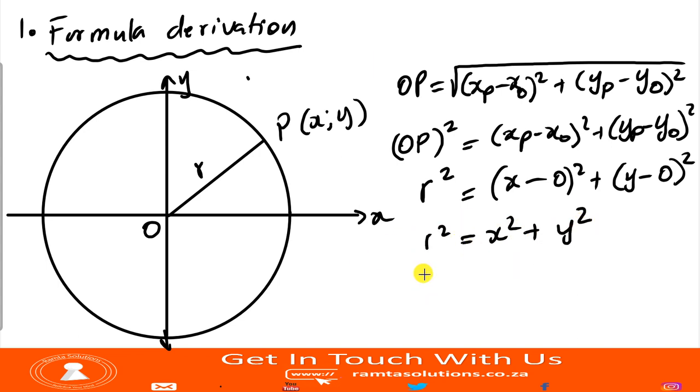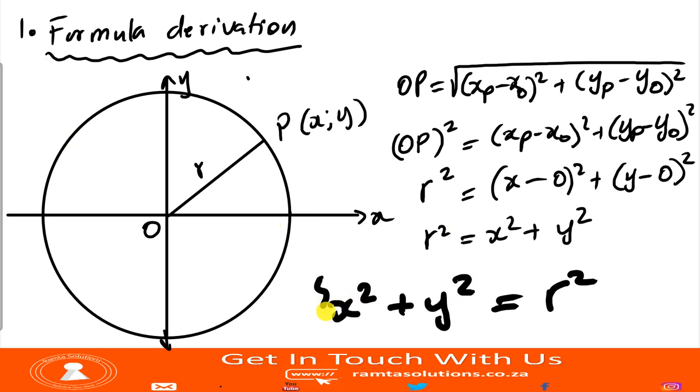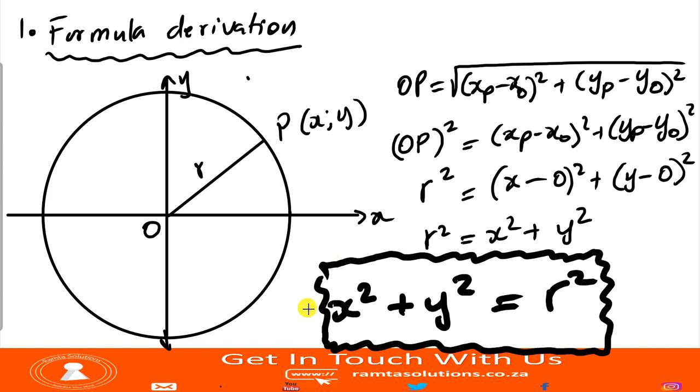So this here is the equation of the circle with center at the origin. In summary, X squared plus Y squared equals R squared. Of course, you know this as the Pythagoras theorem. So this is your equation of the circle with center at the origin. This is how you go about this, guys.